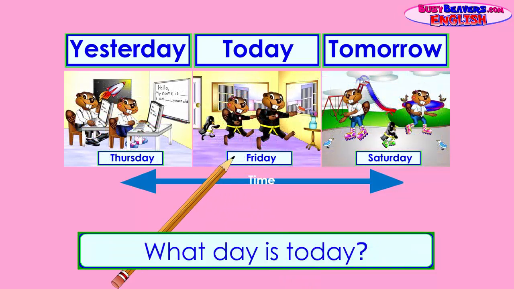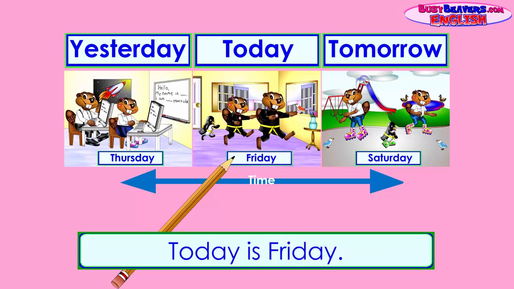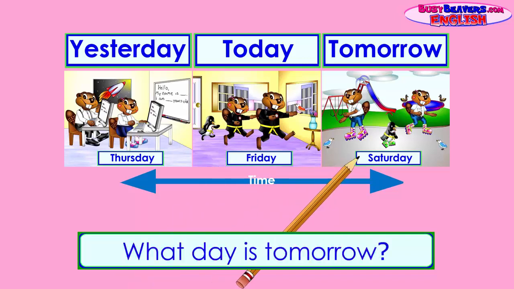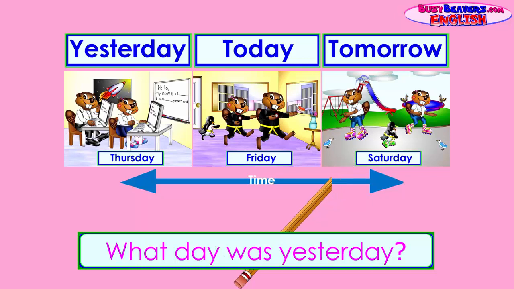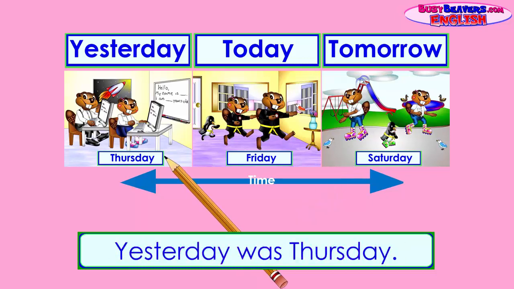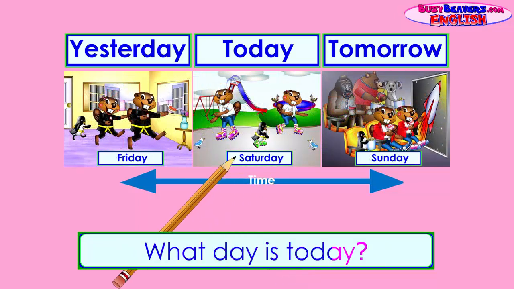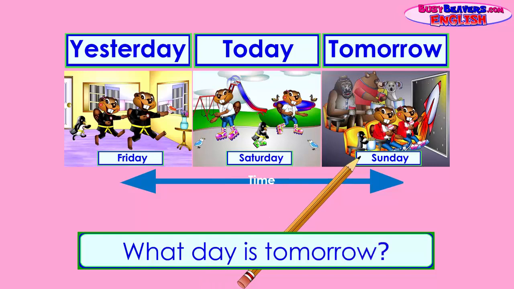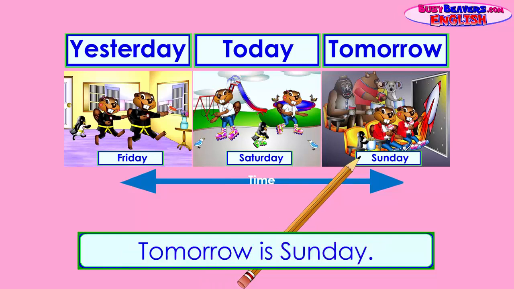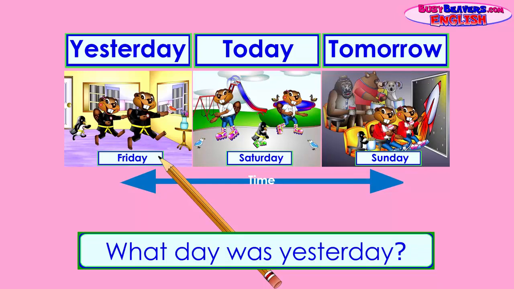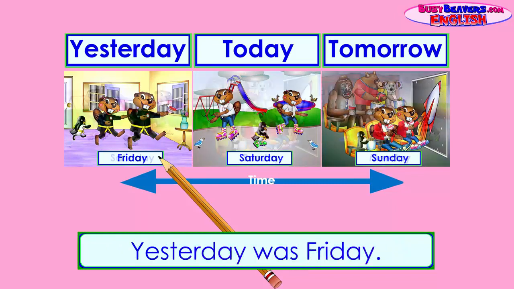What day is today? Today is Friday. What day is tomorrow? Tomorrow is Saturday. What day was yesterday? Yesterday was Thursday. What day is today? Today is Saturday. What day is tomorrow? Tomorrow is Sunday. What day was yesterday? Yesterday was Friday.